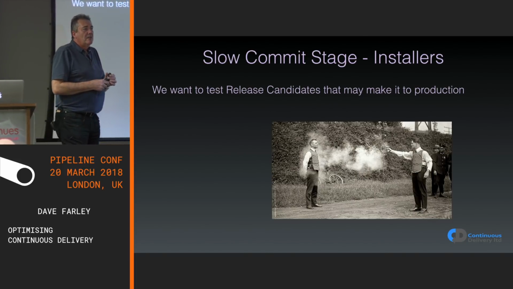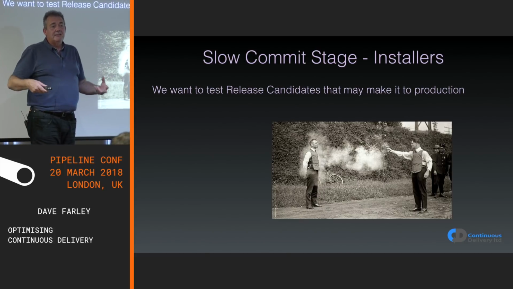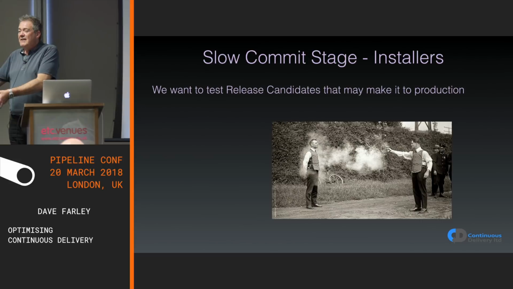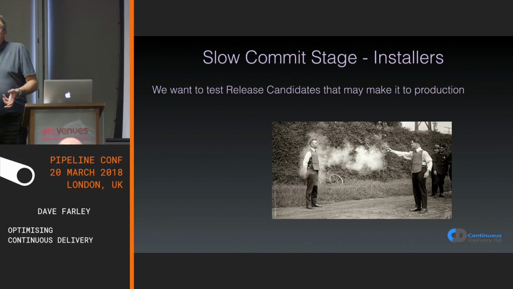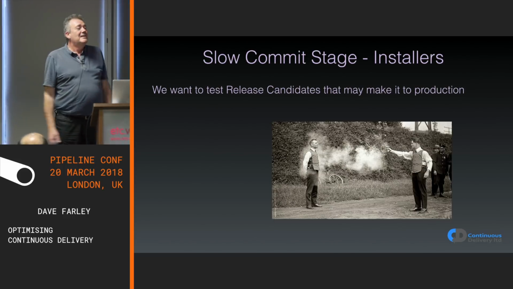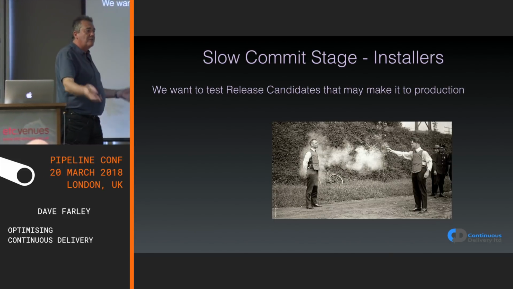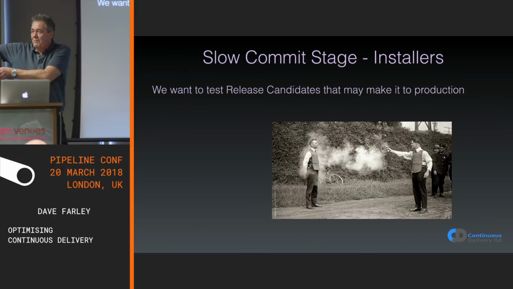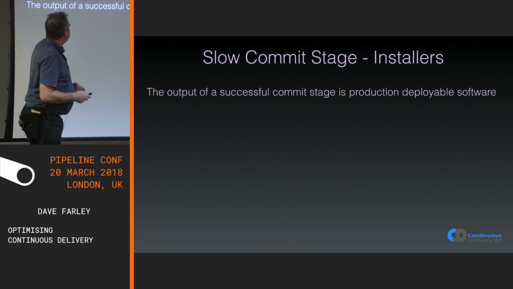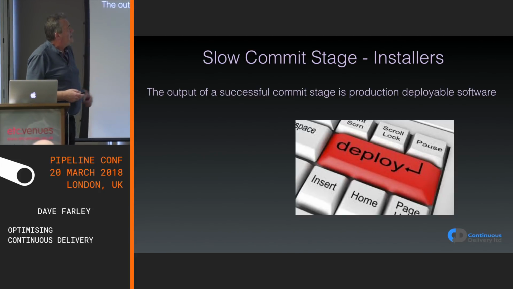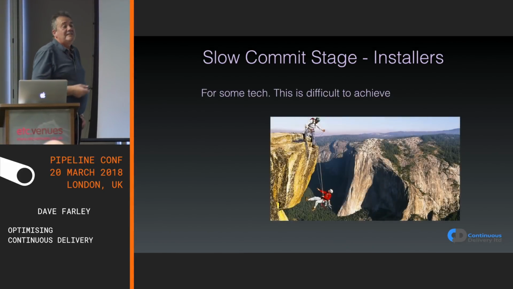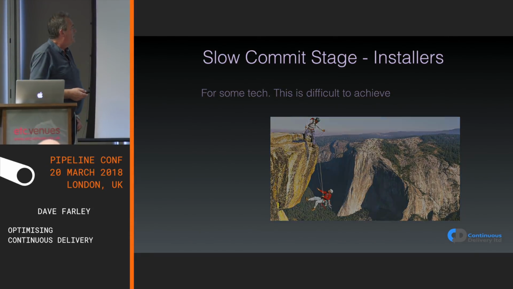I worked with a team that were building software on FPGAs, and we were doing continuous delivery with FPGAs, and actually you can't burn a new FPGA in 5 minutes. It just doesn't work. So you're not going to get the feedback, so we would do a whole load of stuff in simulation, and then we kind of pushed that part of the problem further down the pipeline. So the output of a successful commit stage is deployable software, and this is difficult to achieve for some kinds of technologies.